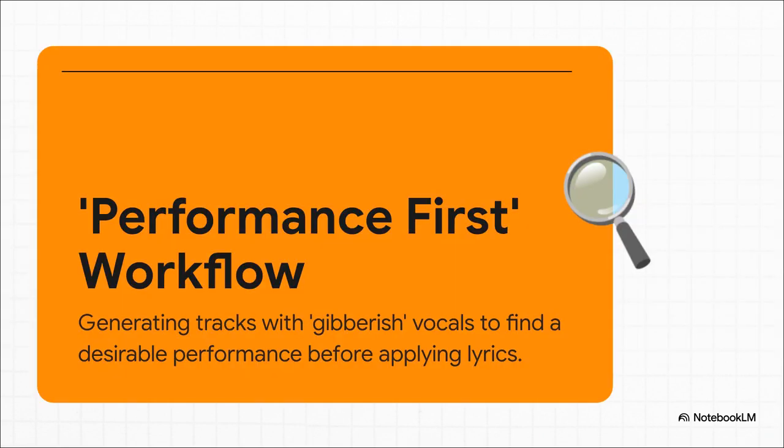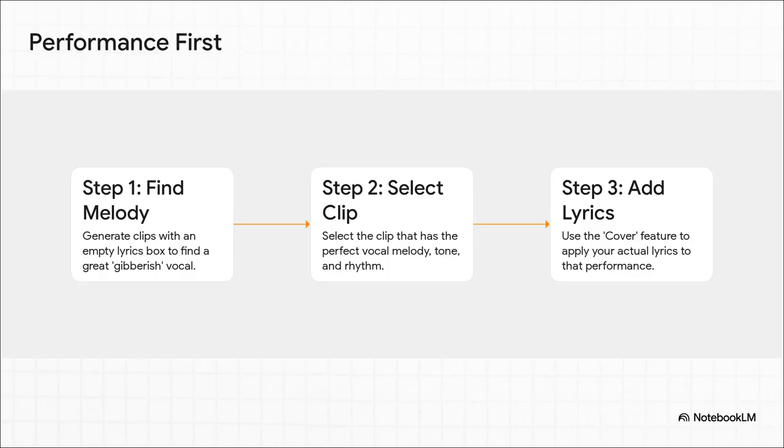Now, for a really advanced technique that kind of flips the whole creative process on its head, it's called the performance-first workflow. So instead of writing lyrics and then just hoping for a good vocal performance, you actually prioritize finding the perfect vocal performance first. Here's how it works. You generate clips, but you leave the lyric box empty. The AI will create these instrumental tracks with sort of gibberish vocals. You just keep doing this until you find a vocal melody and a tone that you absolutely love. And once you have it, you select that clip and you use the cover feature to apply your real lyrics to that perfect performance. It's an incredible way to guarantee vocal quality and consistency.